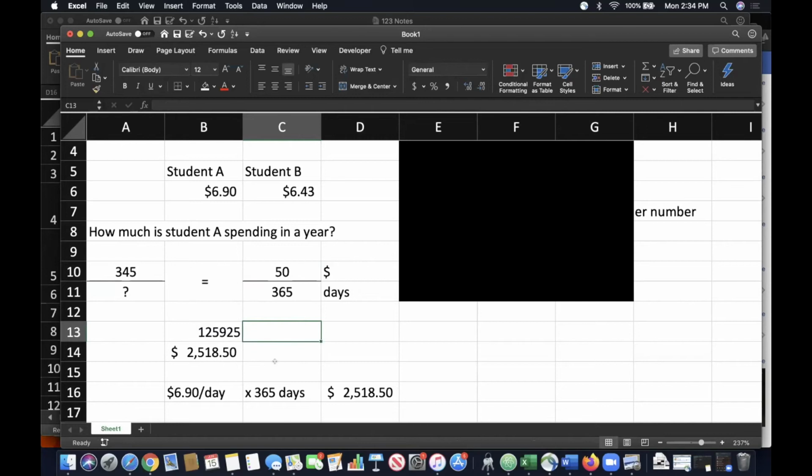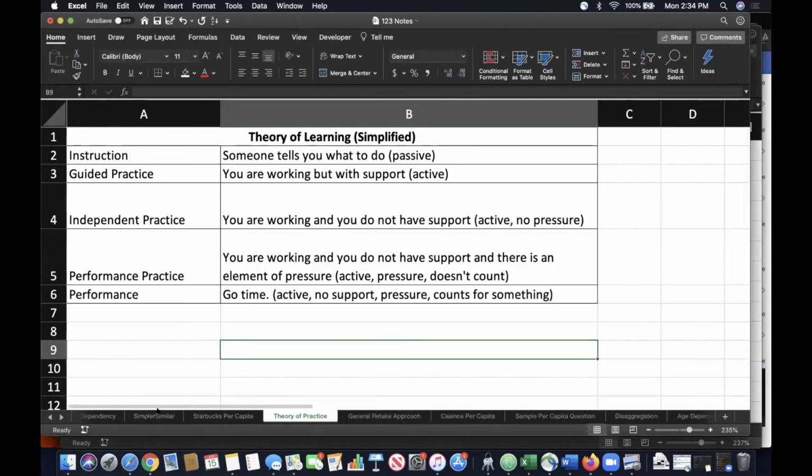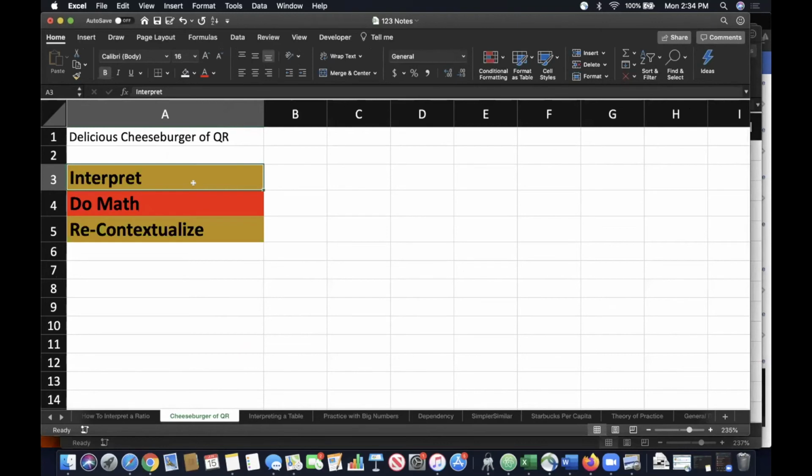So in terms of solving a proportional problem, there's really two parts. And this connects back to the cheeseburger of quantitative reasoning, which it's always good to go back and look at and think about how that applies, right? The interpret is you're reading a problem and you're saying, how do I get the numbers in the right place? The do math is literally just the multiply and divide, and recontextualize is at the very least making sure you get units on the number so it's clear that you know what you're talking about.